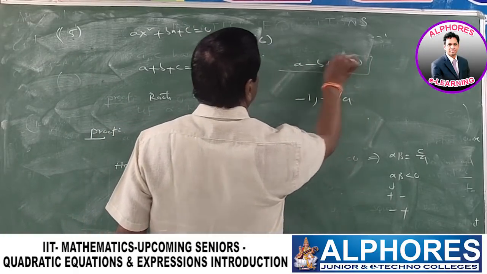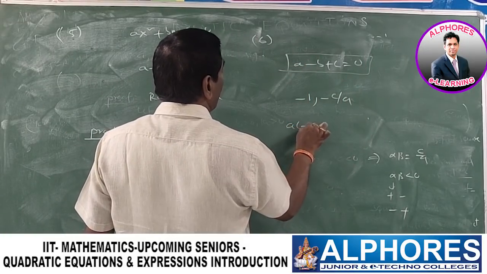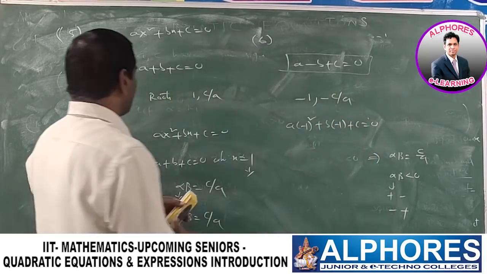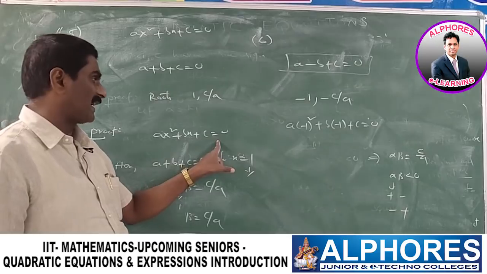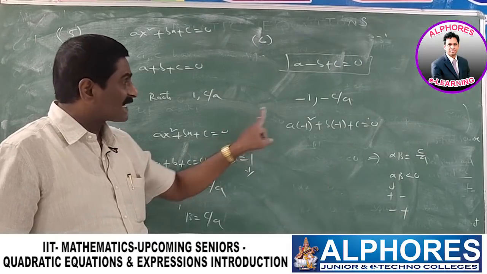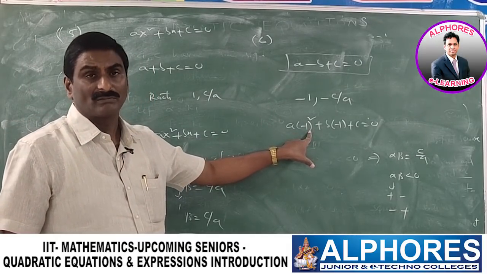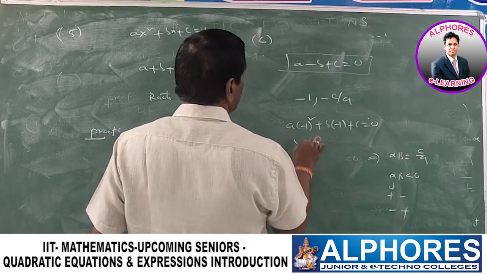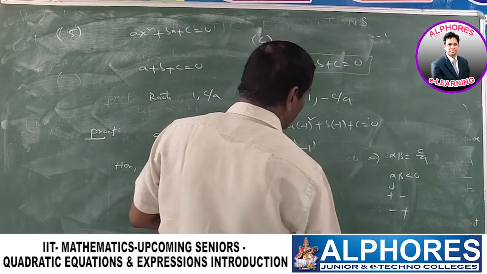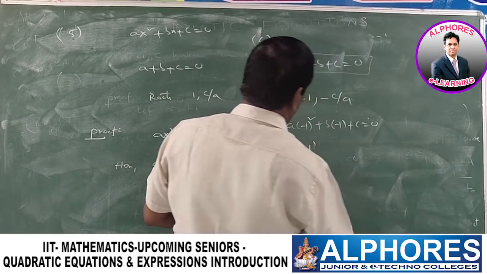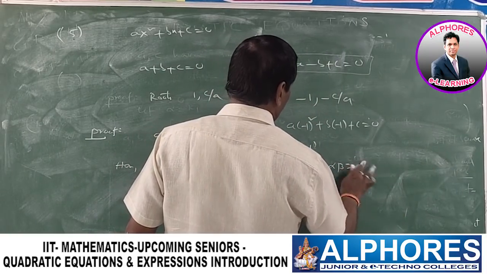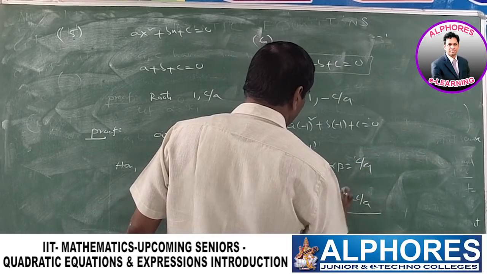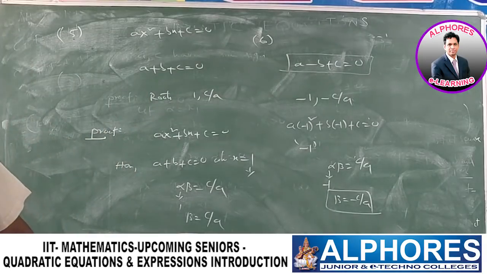A minus b plus c is equal to 0 means a into minus 1 whole square plus b into minus 1 plus c is equal to 0. The quadratic equation ax square plus bx plus c is satisfied by x is equal to minus 1. That means minus 1 is one of the roots. So the other root is minus c by a. We know that alpha beta is equal to c by a. Alpha is minus 1, so beta is equal to minus c by a. So the roots are minus 1, minus c by a.